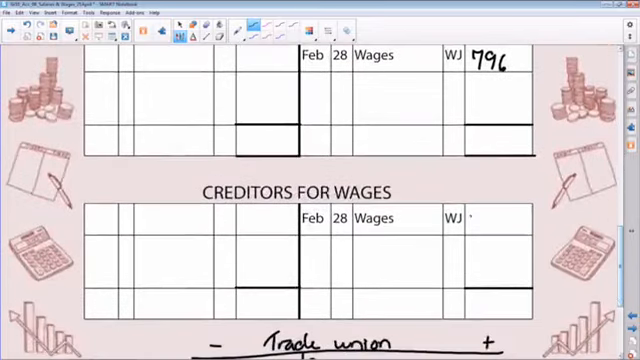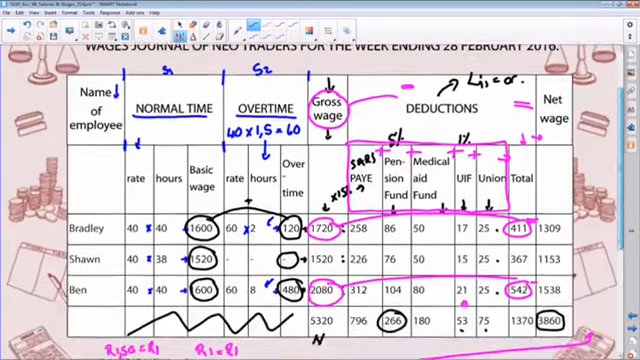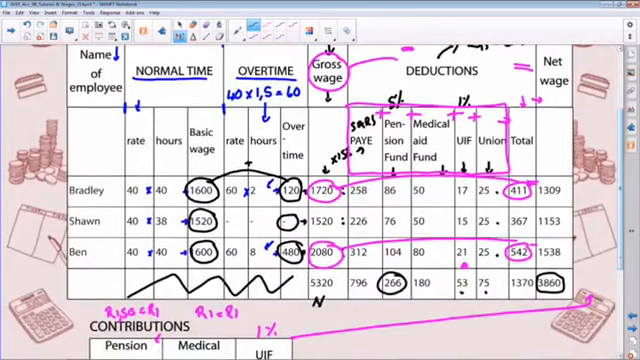There it is, 3860. And what is the contra account? It will be your wages. Now, why do I use wages all the time? Let's go and see. If I take the 3860 and I add all these deductions here, all the circled marks, I will get my gross wage.